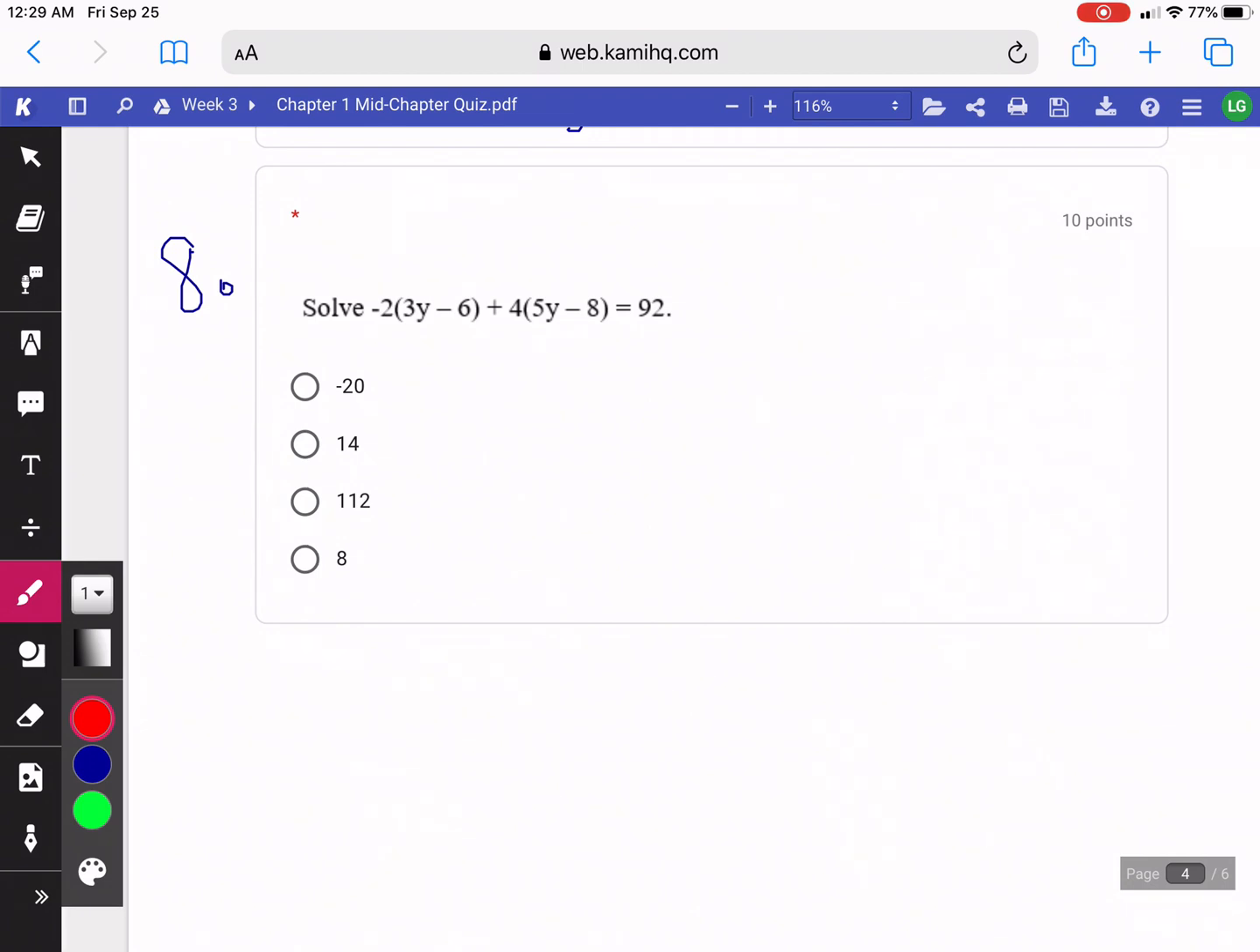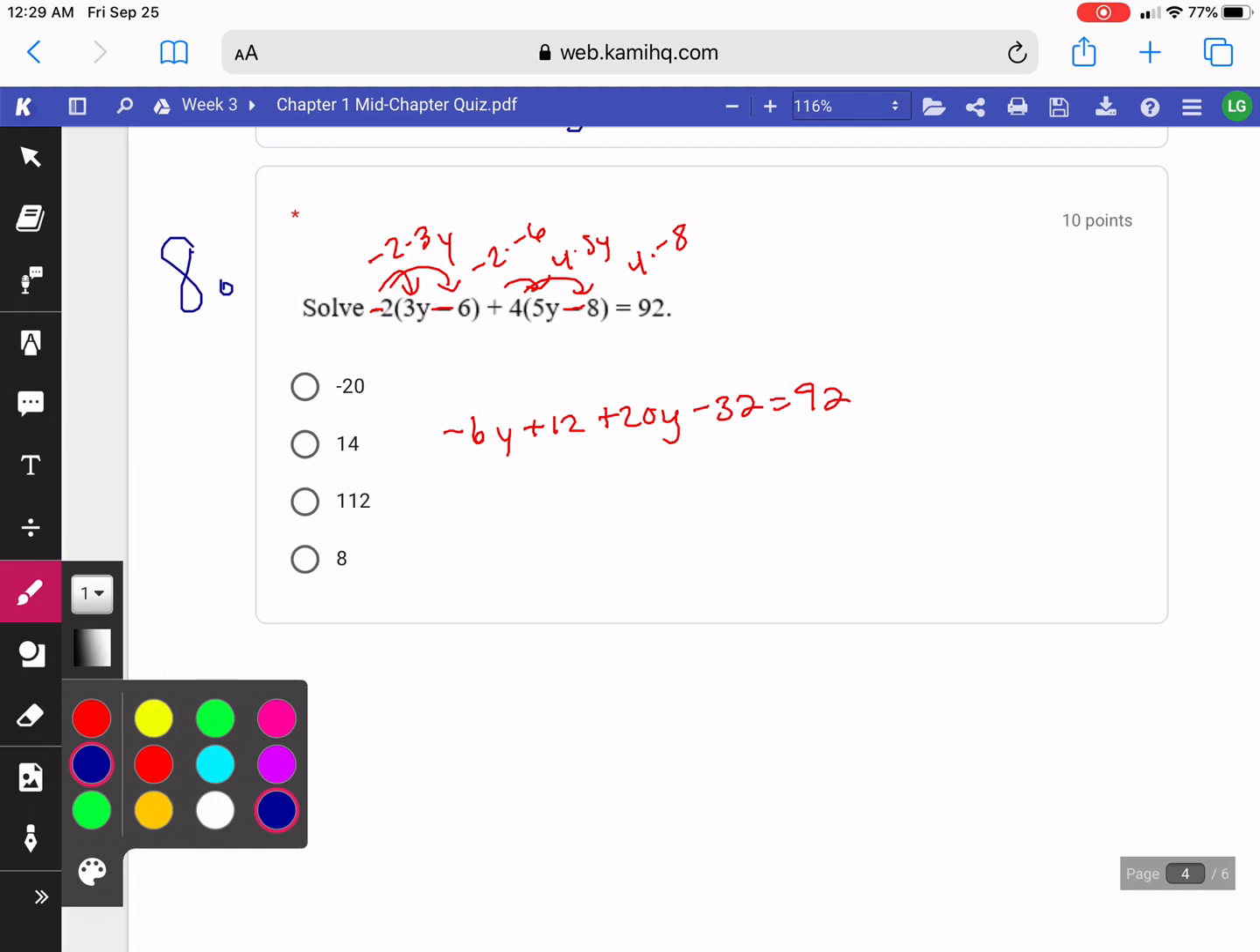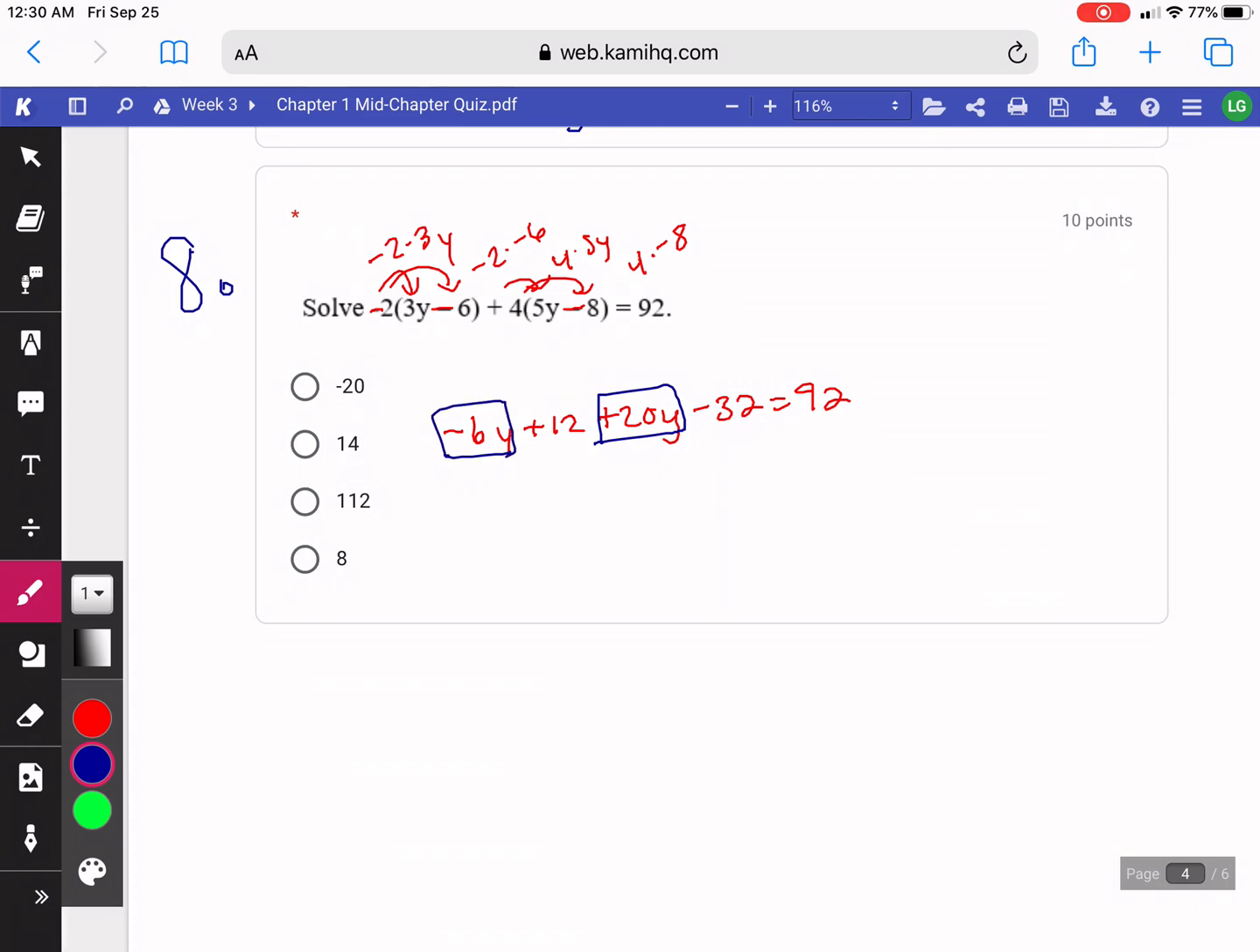On question 8, I'm going to distribute. So negative 2 times 3y is negative 6y. And negative 2 times negative 6 is positive 12. Then 4 times 5y is positive 20y. And 4 times negative 8 is negative 32. From there, I want to combine like terms. So here I would combine negative 6y plus 20y. That means I'm doing negative 6 plus 20, which is 14. So I get 14y. Then I'm going to combine positive 12 and negative 32. That means I'm doing 12 minus 32, which is a negative 20.